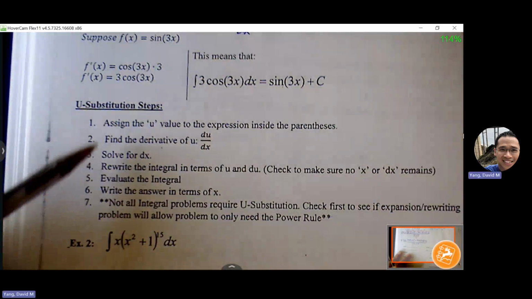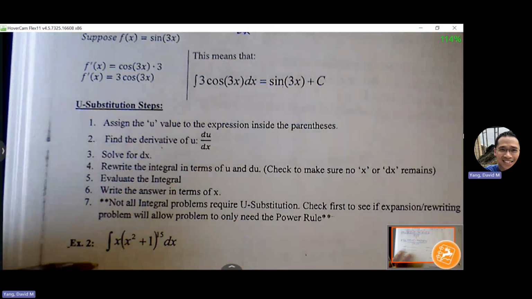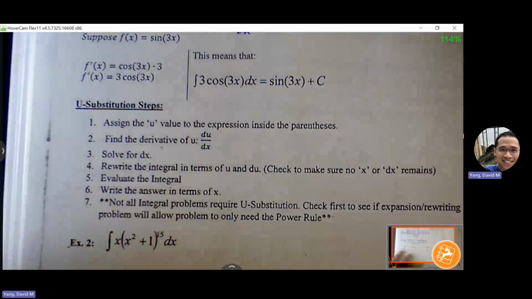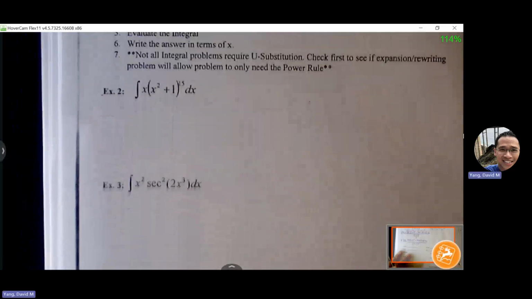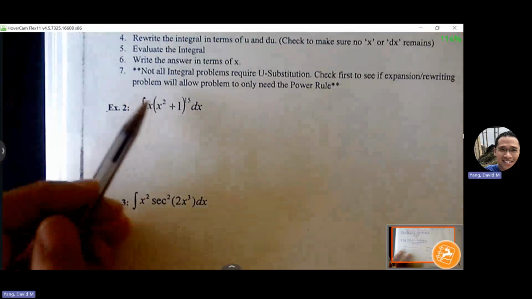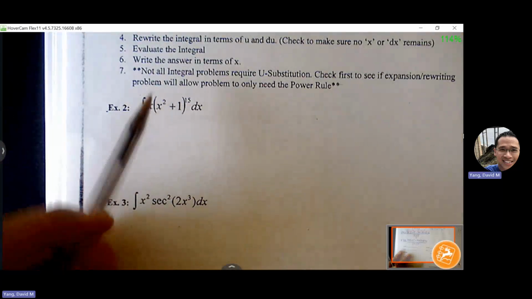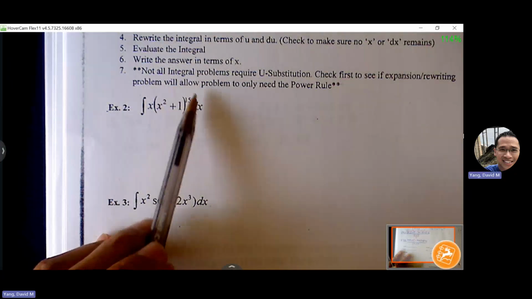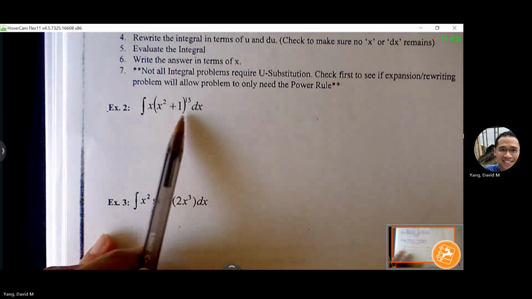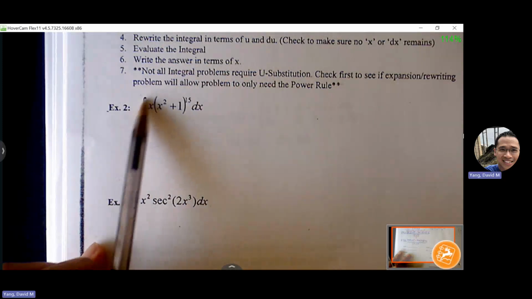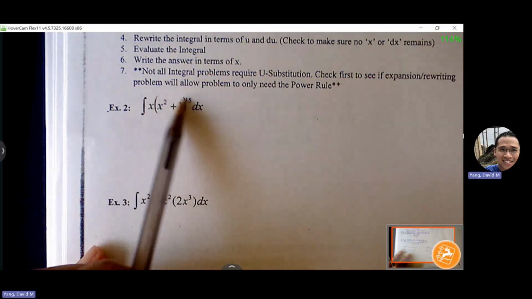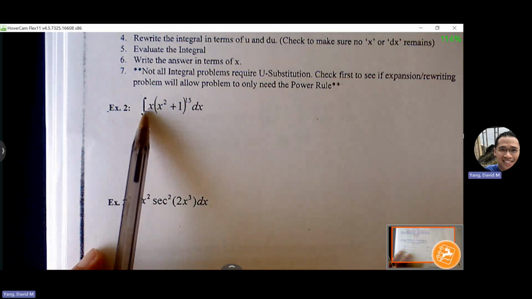Now I have all these steps identified. I think it's easiest if we just go through an example and I walk through the steps as we use them. So let's look at example 2 here. The integral of x times x squared plus 1 to the 15th. If we didn't have this U substitution, and we're trying to force it into a power rule problem, what's the challenge of this problem?